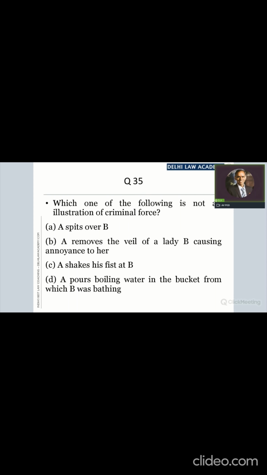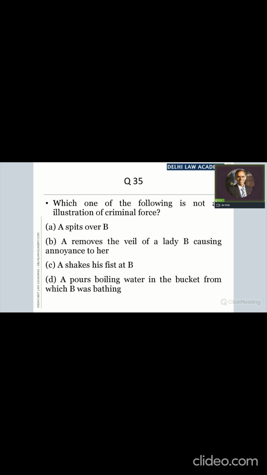Which one of the following is not an illustration of criminal force? And then we have four options. A spits over B, A removes the wheel of a lady, causing annoyance to her, A shakes his fist at B, and A pours boiling water in the bucket from which B was bathing.